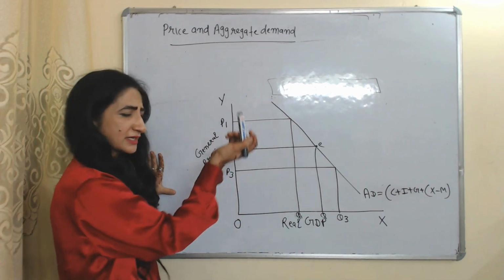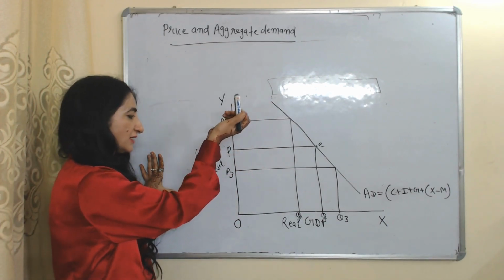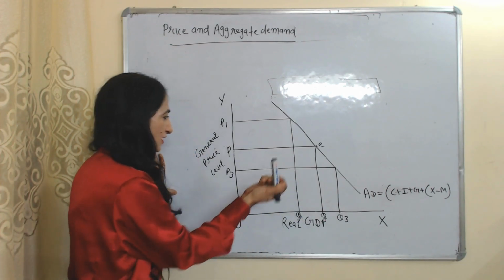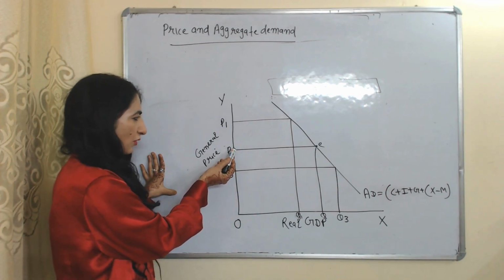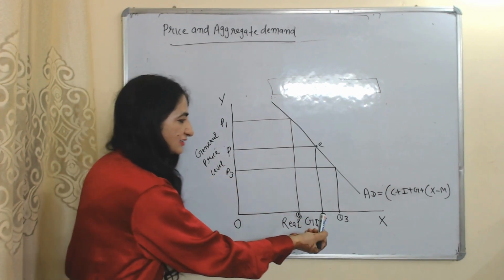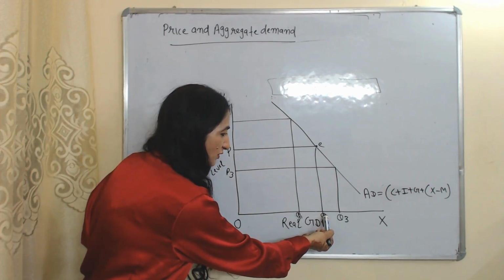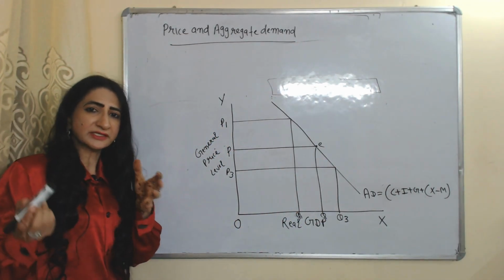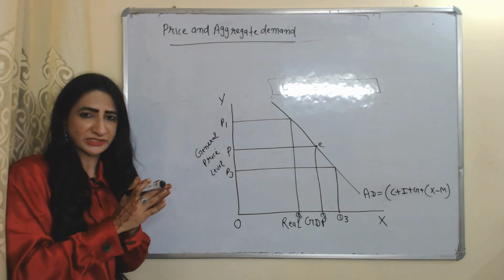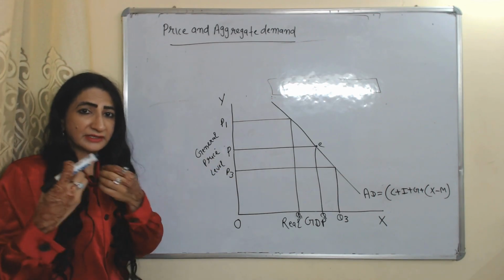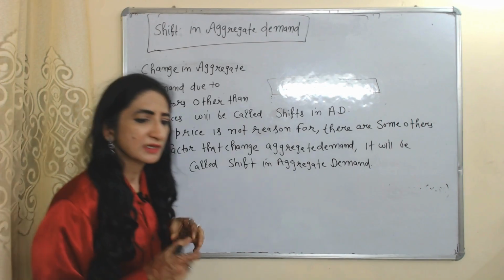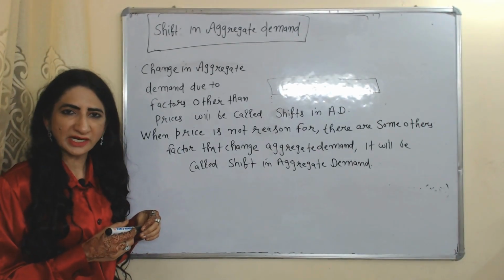Now suppose price increase from P to P1. As a result, aggregate demand reduce from Q to Q1. Now suppose price fall from P to P3. As a result, aggregate demand increase from Q to Q3. That means increase in price lead to contraction in aggregate demand, but decrease in price lead to expansion in aggregate demand. Now we will say shift in aggregate demand.